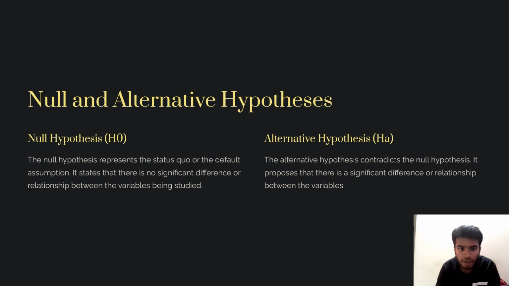Null and alternative hypothesis. So, null hypothesis. It is represented by H naught. The null hypothesis represents the status quo or the default assumption. It states that there is no significant difference or relationship between the variables being studied. Alternative hypothesis. It is denoted by H1. The alternative hypothesis contradicts the null hypothesis. It proposes that there is a significant difference or relationship between the variables.